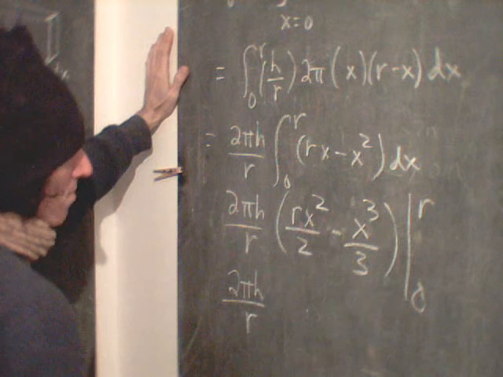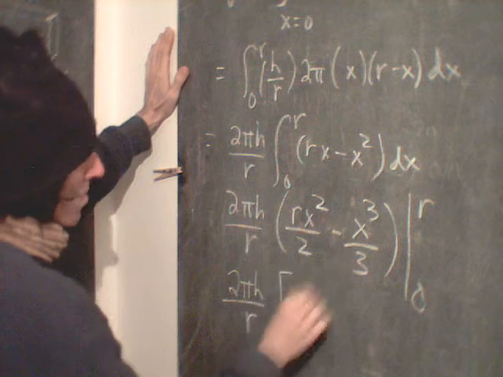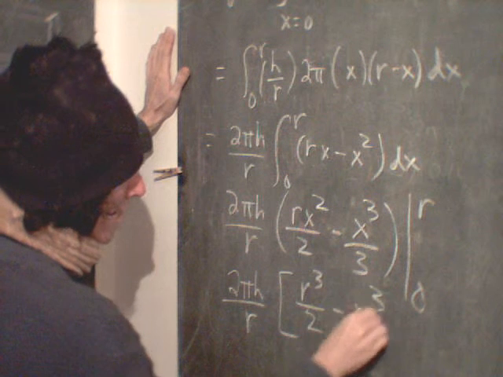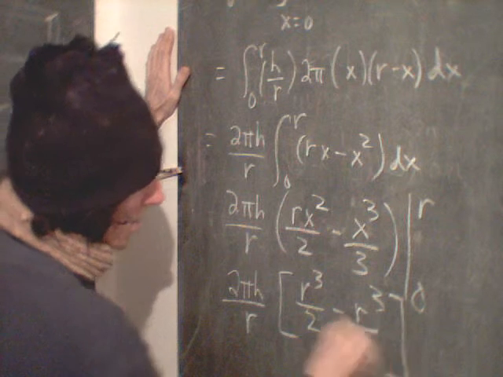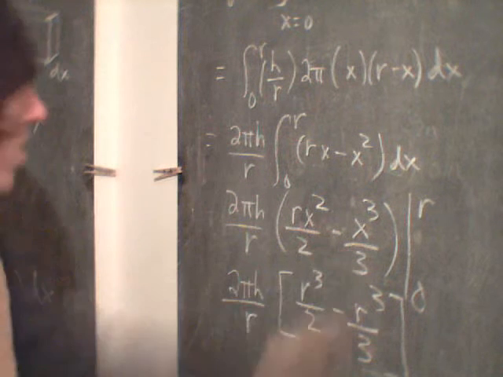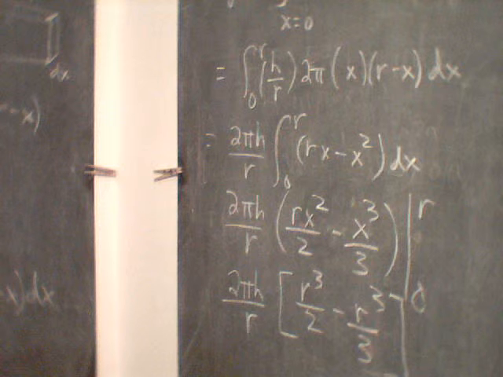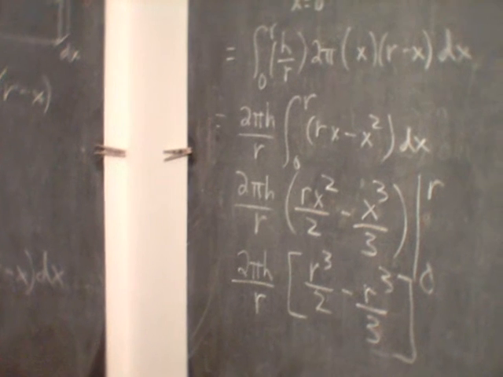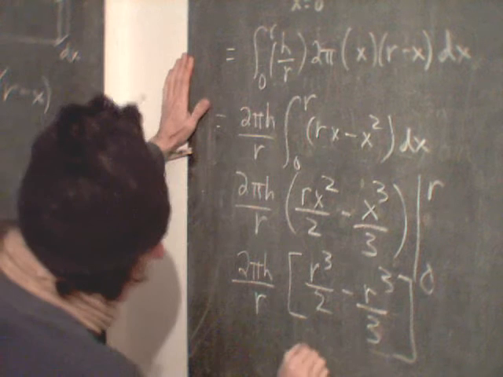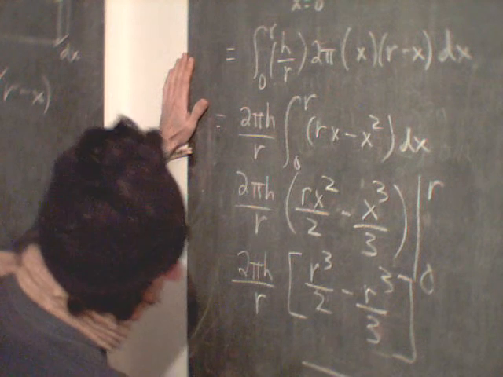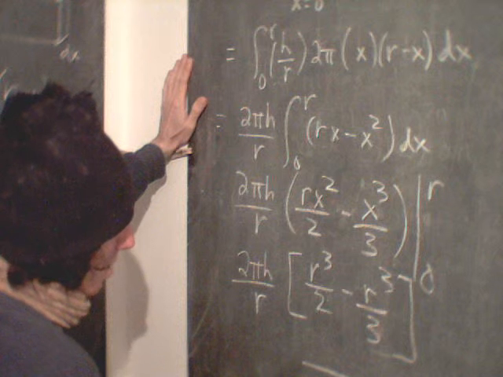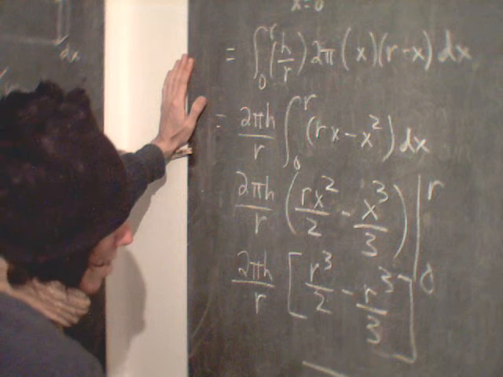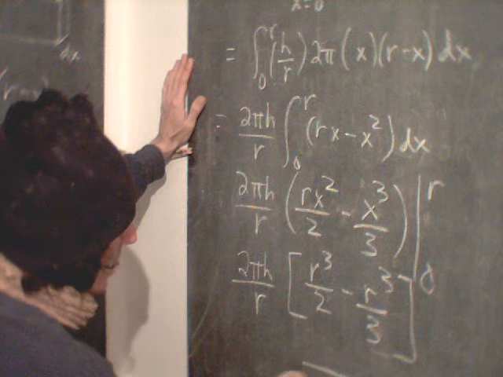Plug in r, and we get r cubed over 2 minus r cubed over 3, and the zeros go to, plugging in 0 is 0, so you don't have anything else. Well, what is that thing? That's the question. Let's get a common denominator here, and we get 6 on the bottom, and so we get 3r cubed minus 2r cubed, so that's just r cubed.